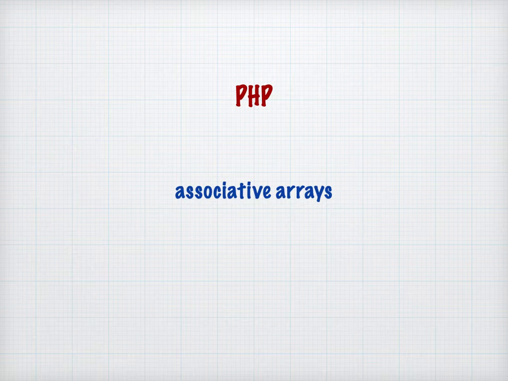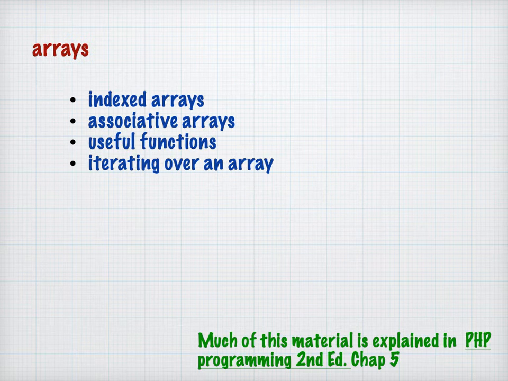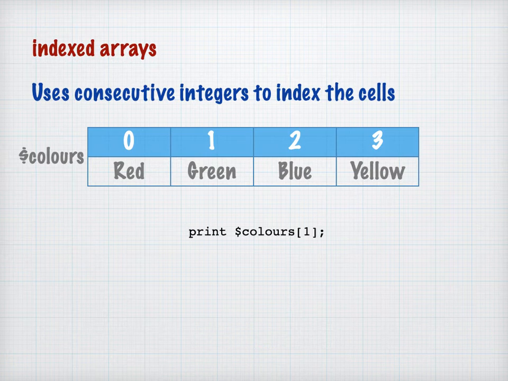So let's look at a different kind of array structure, associative arrays. I'm going to just briefly recap indexed arrays, just to remind you of the way that they work, and then you'll see the close connection there is between indexed arrays and associative arrays. So here's an indexed array, and we've done this before. We used this particular example before as well.